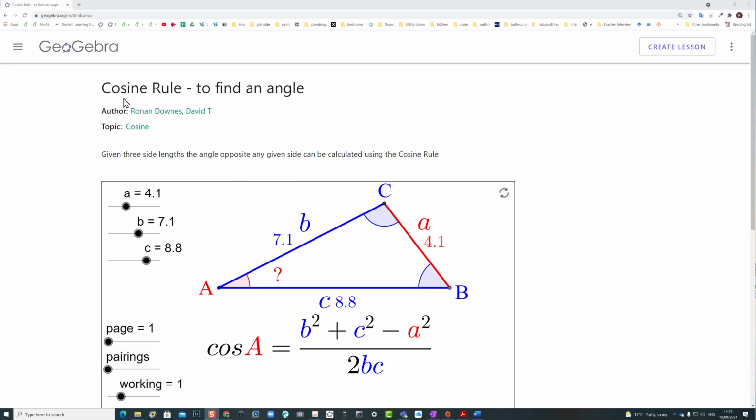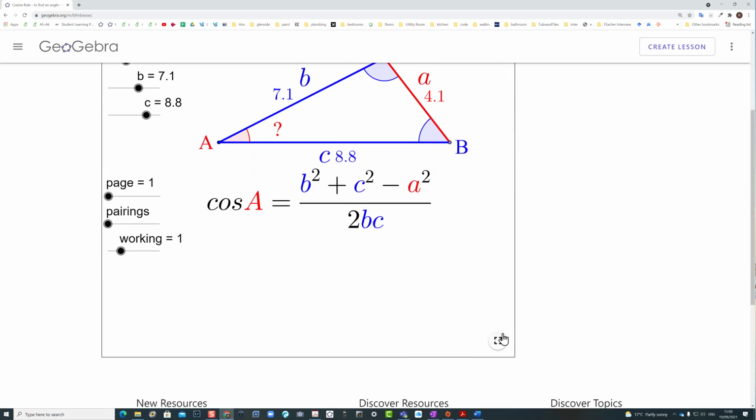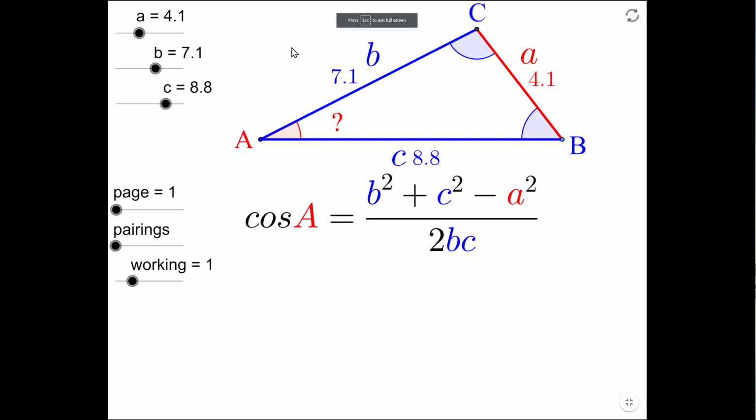Okay, in this app, we're going to look at how to use the cosine rule to find an angle. In particular, the conditions that must be met are that three sides must be all given in their length. Like for instance here, by default we kick off with 4.1, 7.1 and 8.8. So let's take a closer look.